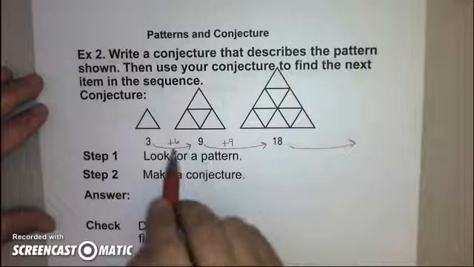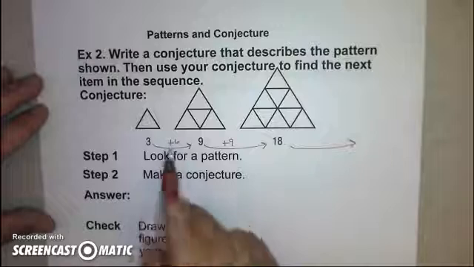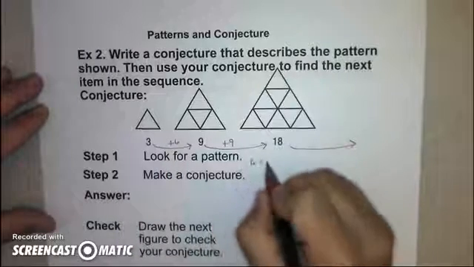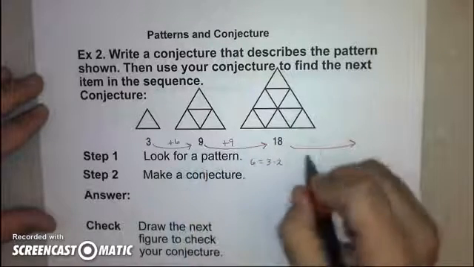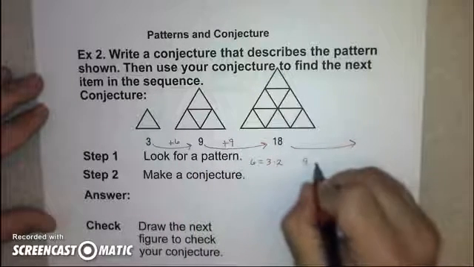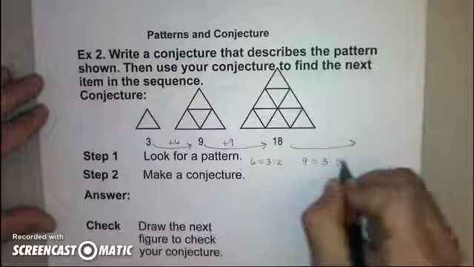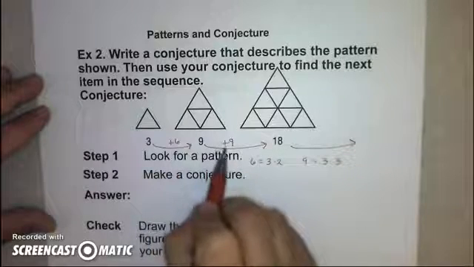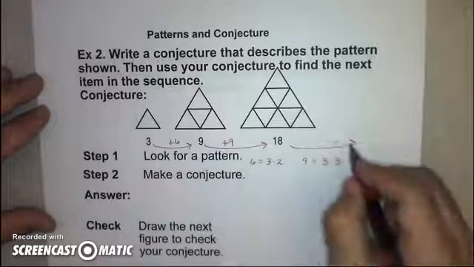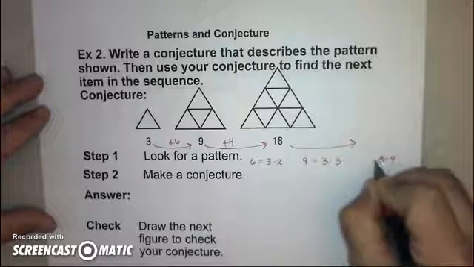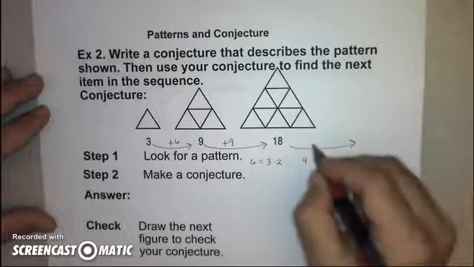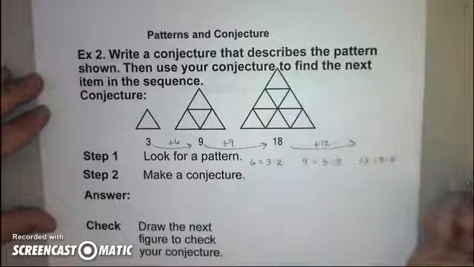And so the pattern here, you might notice that 6 is 3 times 2, and the next number we add is 9. That is 3 times 3. And so you can see that we're just going to add the next multiple of 3. So we would do 3 times 4, which is 12. So we're actually going to add 12 to this next one.